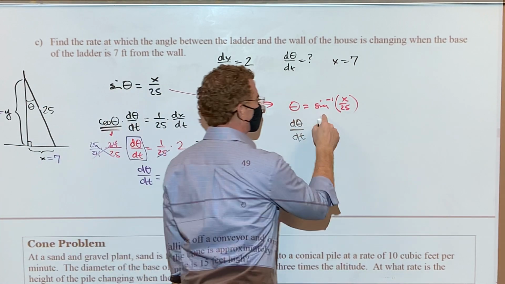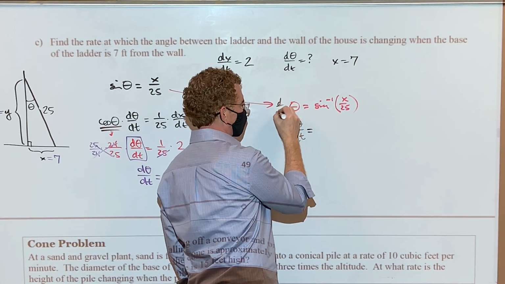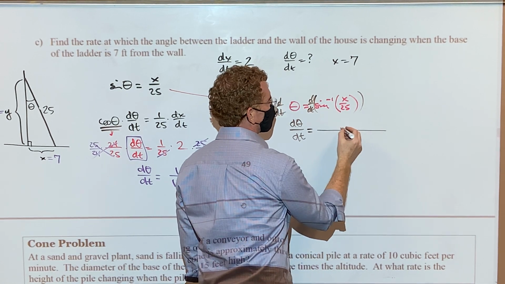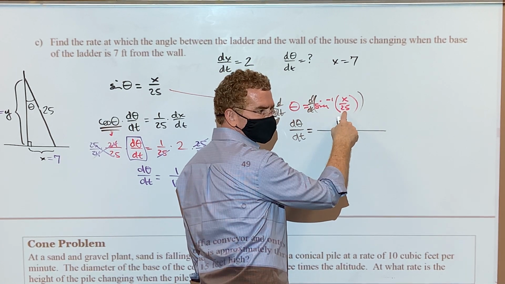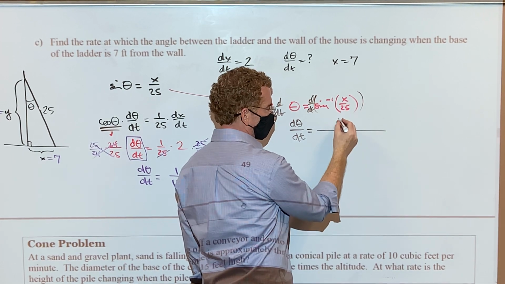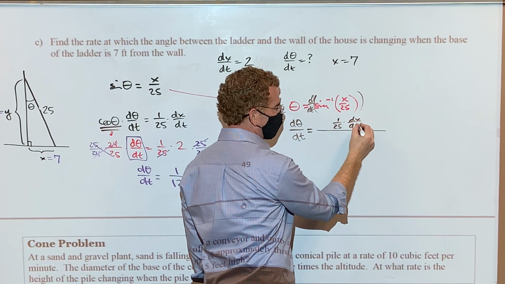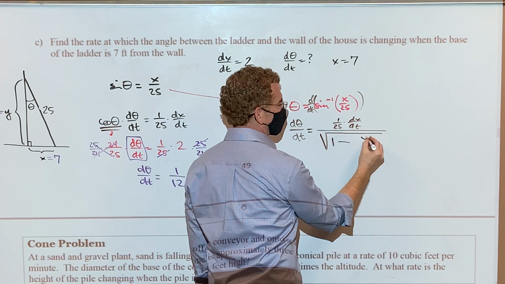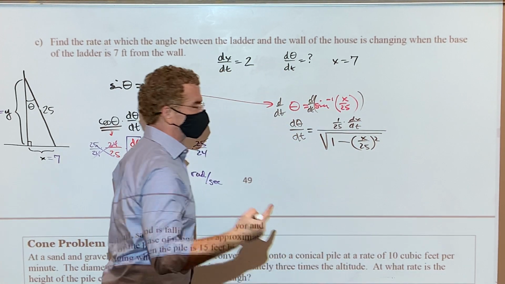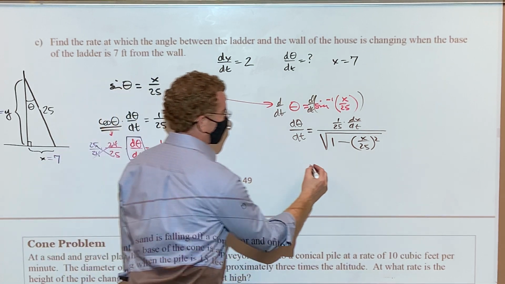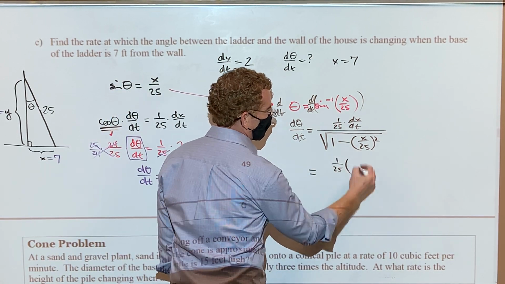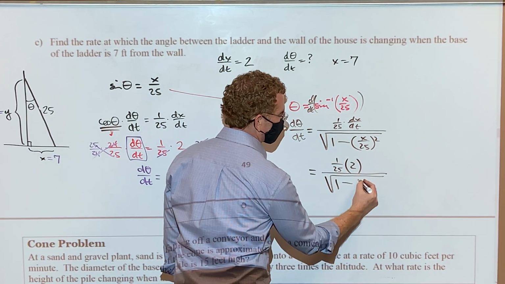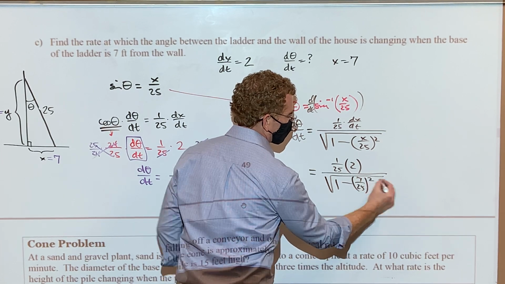Okay? And then what's the derivative of an inverse sine? Again, I'm ddt'ing both sides. What's the rule? It's the derivative of that, which is what? That goes on the top. 1/25 dx dt over what? The square root of 1 minus that squared. So it is very straightforward on this particular example. So all I have to do is go 1/25. The dx dt was a 2. And on the bottom, the square root of 1 minus 7/25 quantity squared.